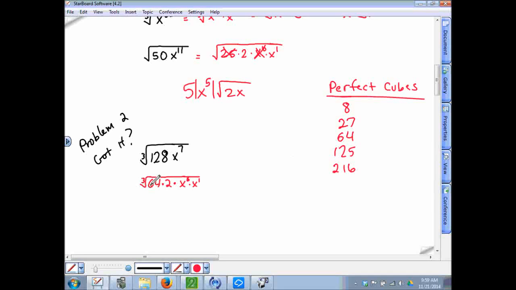So, which ones are going to simplify? Which one of these terms simplifies? 64 and x to the 6. So those are the ones that move out front. The ones that don't simplify stay inside.